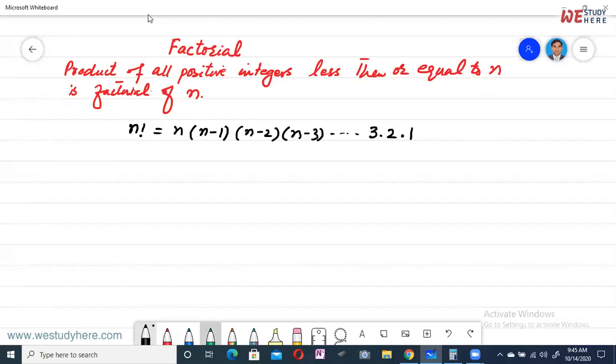Suppose we are taking 4 factorial. Then 4 is 4, and less than 4, the product of all positive integers is 3 into 2 into 1. This is 4 factorial. When we multiply, 4 threes are 12, 12 twos are 24, into 1, 24. It means 4 factorial is 24.